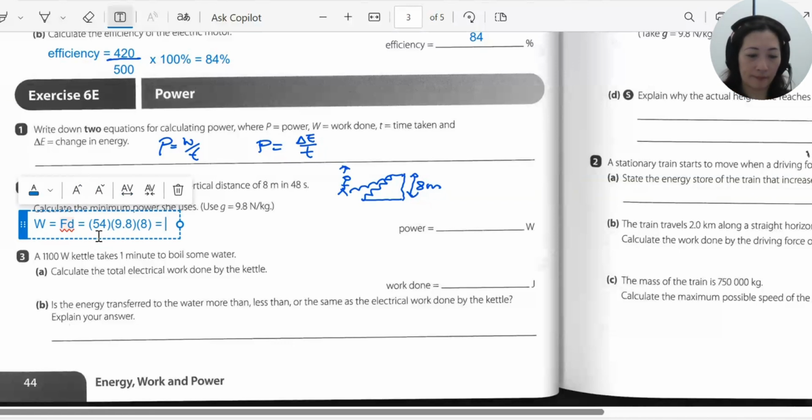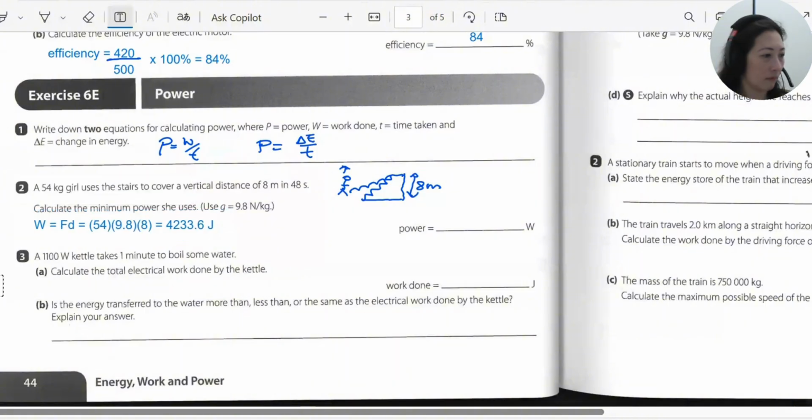Calculating this, you should get 4233.6 joules. Now, is this correct? 54 times 9.8, yes, it's correct. Okay, so taking this, we want to calculate her power.